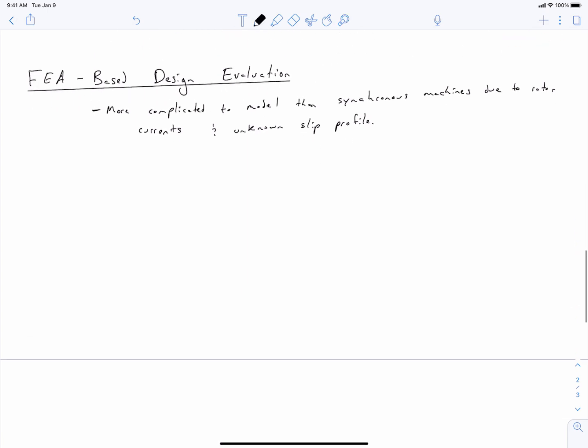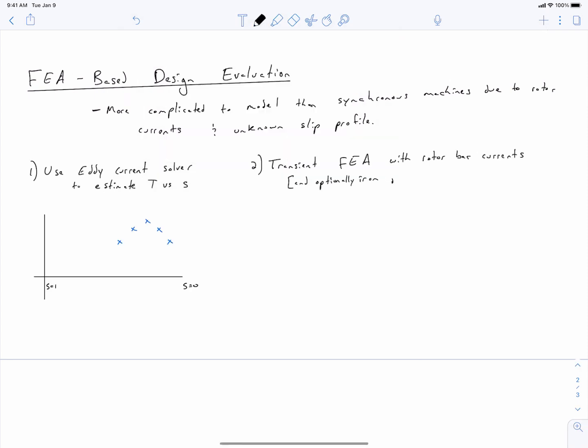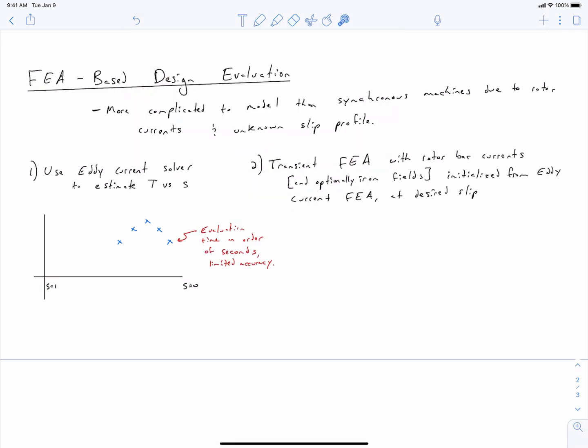So what I recommend, based on research projects that we've done, is that we take a hybrid approach to evaluating design. And in this hybrid approach, in step 1, use an eddy current solver to estimate your torque versus slip characteristic.